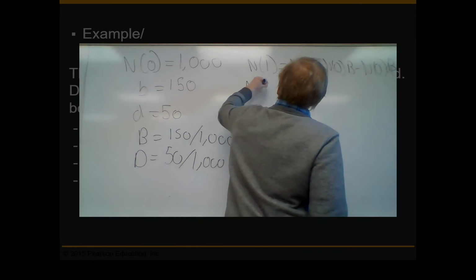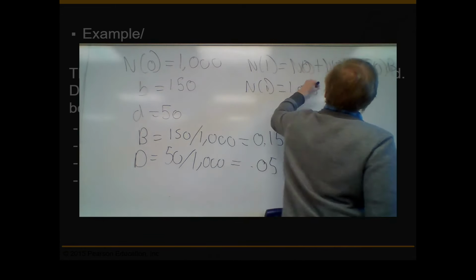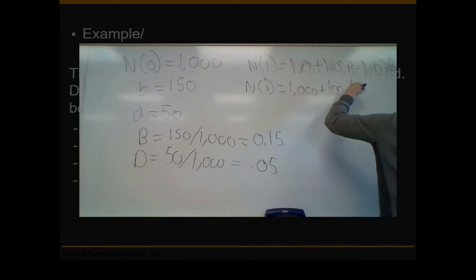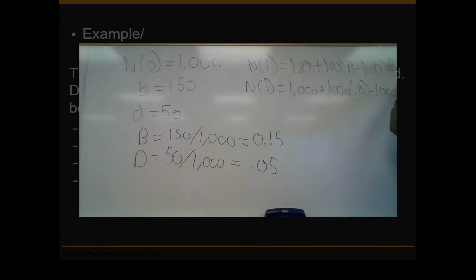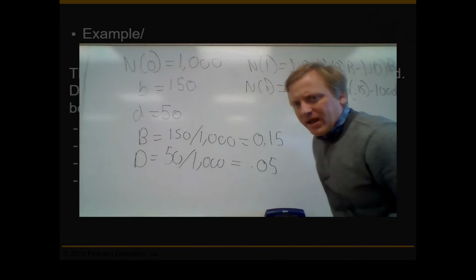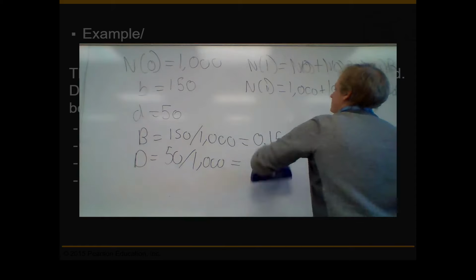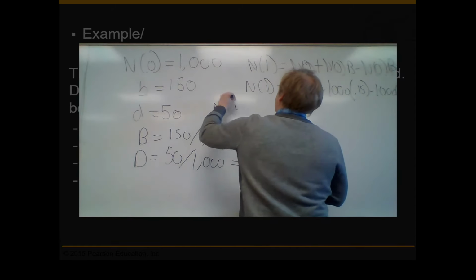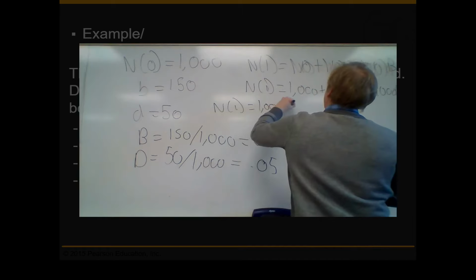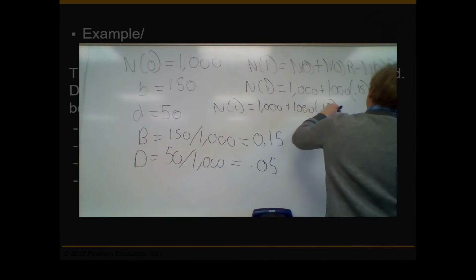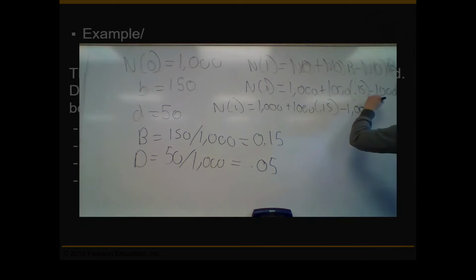So N of 1 is equal to 1,000 plus 1,000 times 0.15 minus 1,000 times 0.05. Am I off the board? Yeah, I'm off the board. Let me try that one more time. Like this. N of 1 is equal to 1,000 plus 1,000 times 0.15 minus 1,000 times 0.05. I'm getting a little messy here, sorry. My comments are where they need to go.